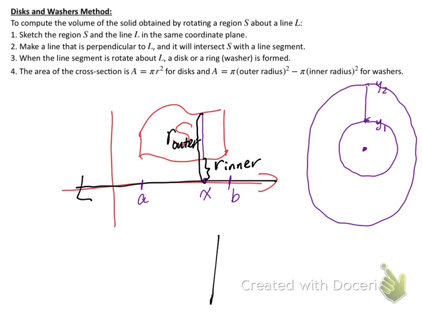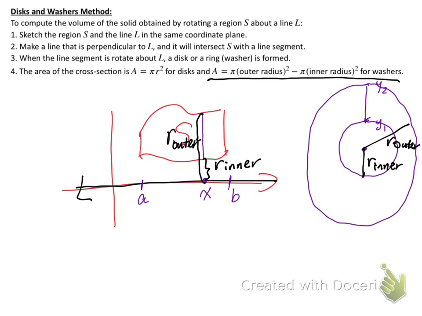And then the area will be the area of the whole bigger circle, pi times the outer radius squared, minus the area of the inner circle, which is pi times the inner radius squared.